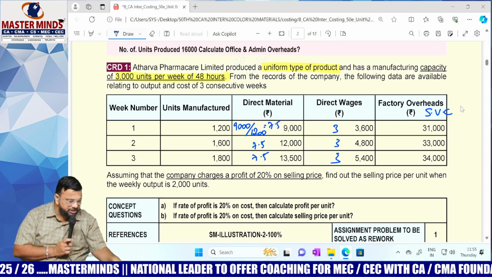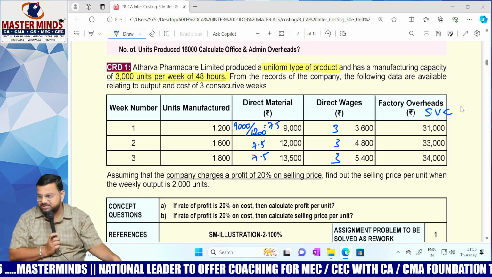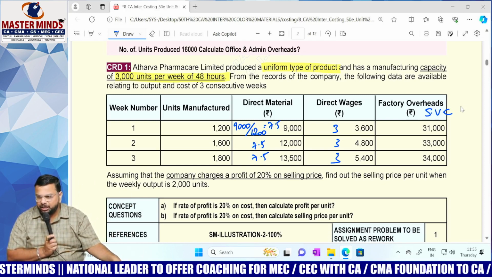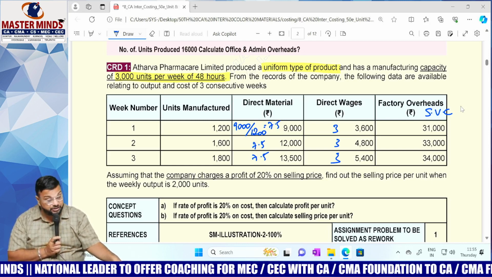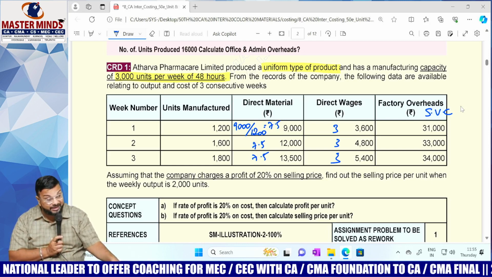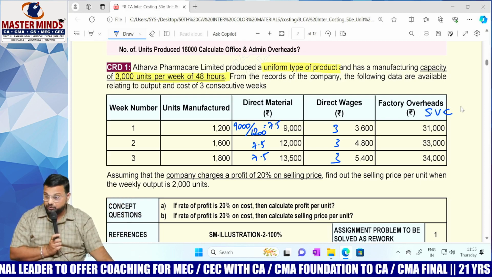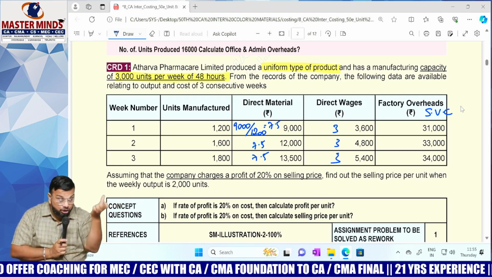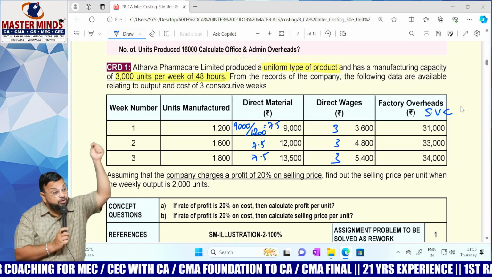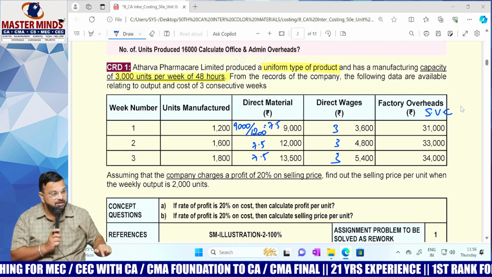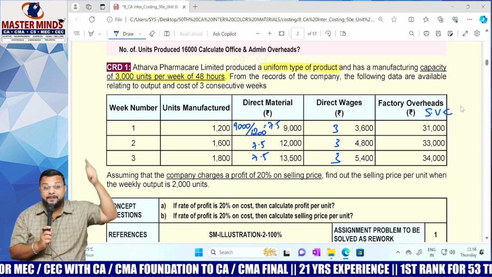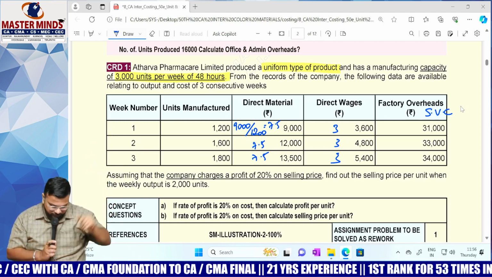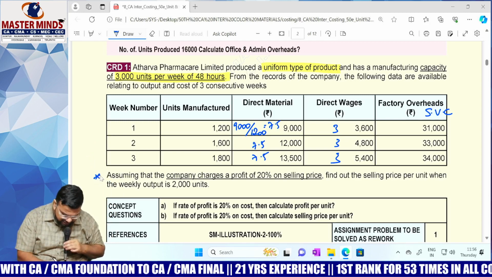3 weeks information is given. You can take any 2 weeks. Then you will calculate total fixed factory overhead. Total fixed factory overhead equals total factory overhead minus total variable factory overhead. Then you will get fixed factory overhead. Whatever the fixed factory overhead you get, it will remain constant up to 3,000 units. Why 3,000 units, sir? Because 100% capacity is equal to... Right? Read this sentence.